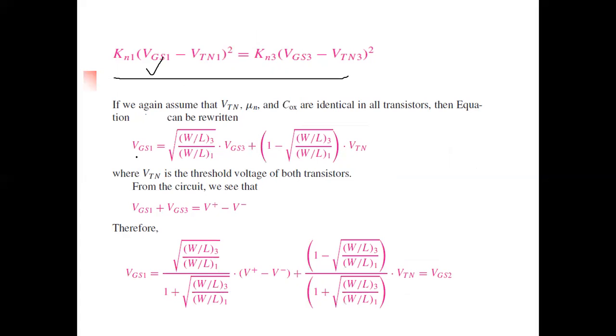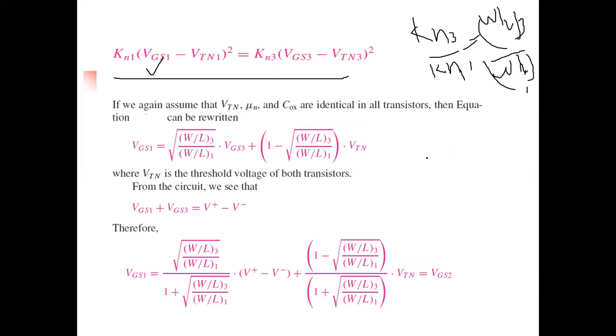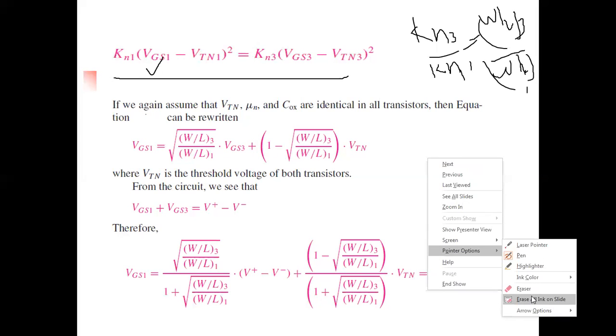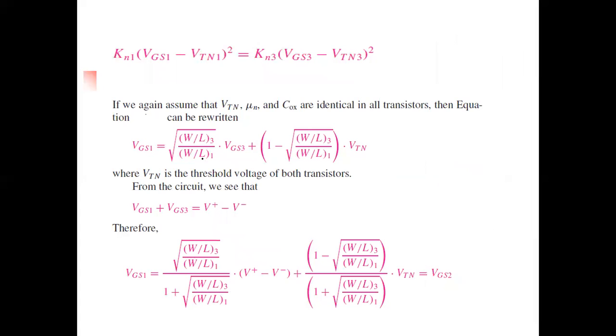So VGS1 will be, now Kn3 upon Kn1 we will write as W by L3 upon W by L1. Like this, we have to put. Please manage with the writing. So this is basically Kn3 by Kn1 under root, times VGS3 plus VTN1. This is your equation 1.